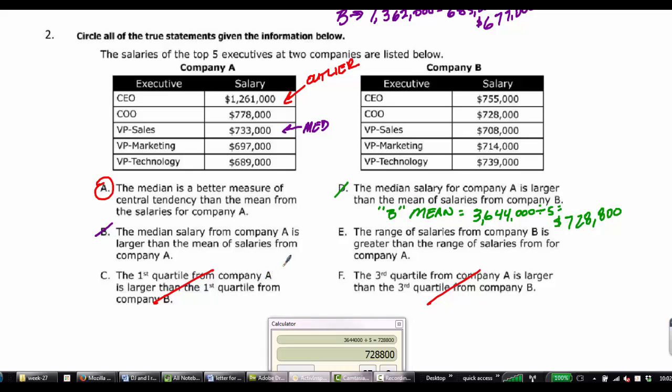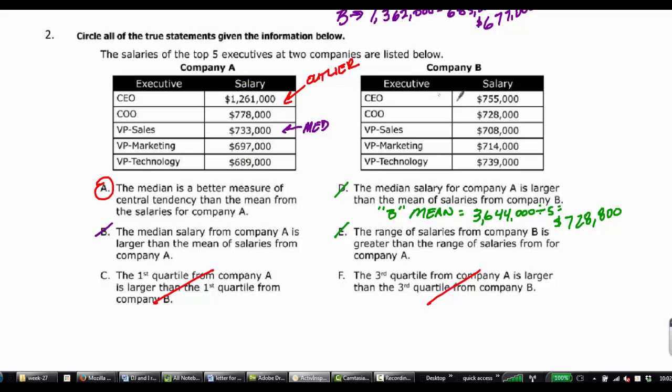And then finally, the range for B is greater than the range for A, and that's also false. And we can see that without doing any of the subtraction work. We don't need this calculator. This goes between 1,261,000 all the way down to 689. That range is huge. That range is $600,000 almost. Where here the range is 755 down to 708. That's much narrower. Anytime you've got that big outlier, it's going to make the range a lot higher.